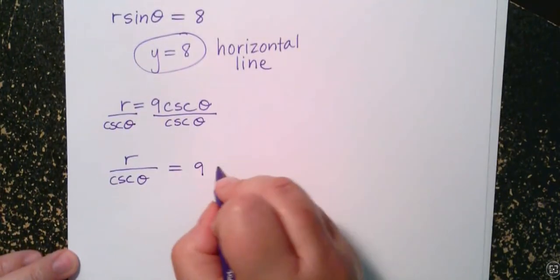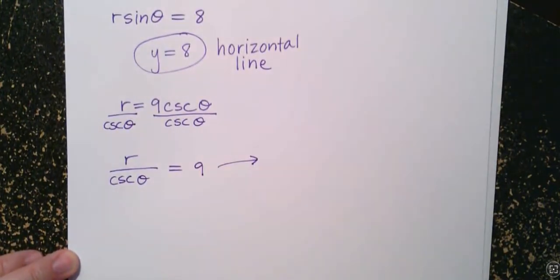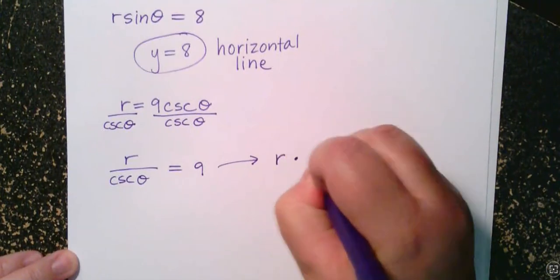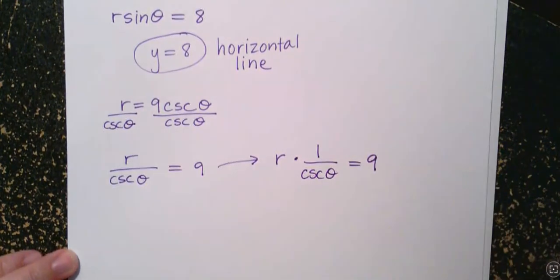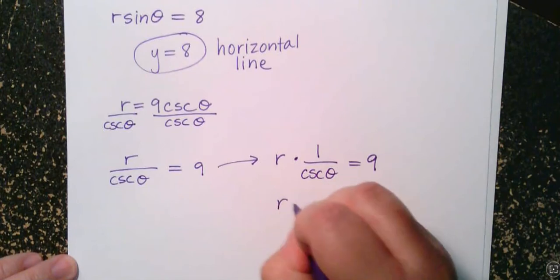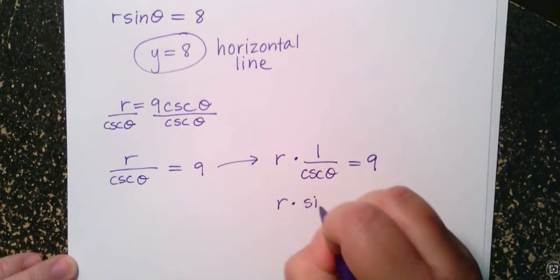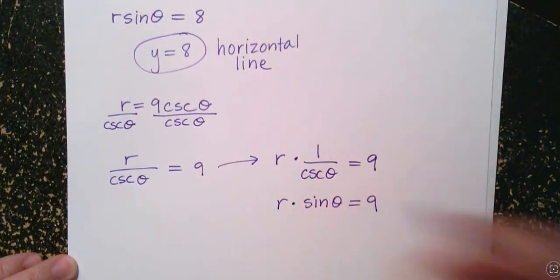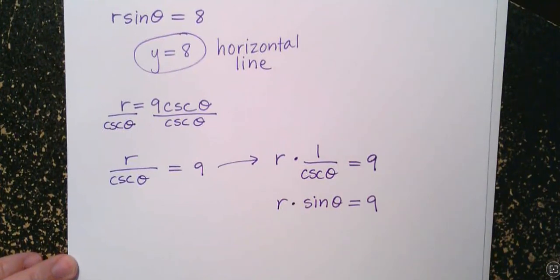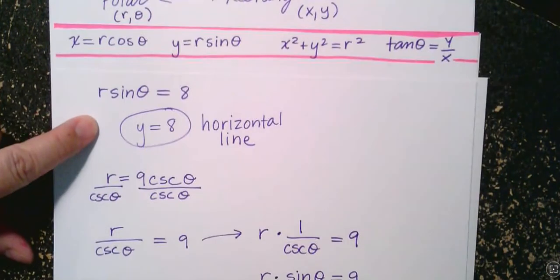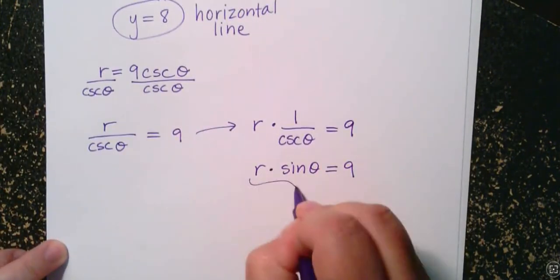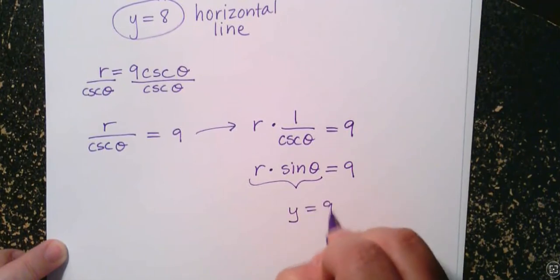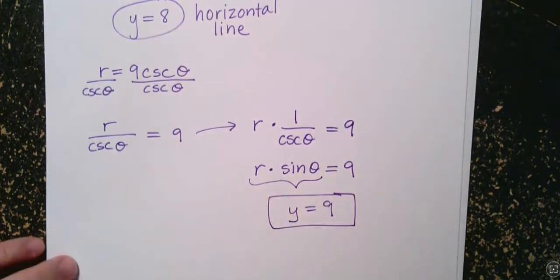Well, let's move that over here. I'm running out of vertical space. And this is the same as saying r times 1 over cosecant theta equals 9. Well, what's 1 over cosecant theta? That's sine of theta. So this is r times sine of theta equals 9. Well, we just used it already up here, the fact that r sine of theta has its own value, and that is y. And that is my answer here. It's another horizontal line.